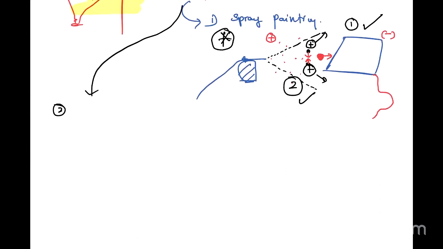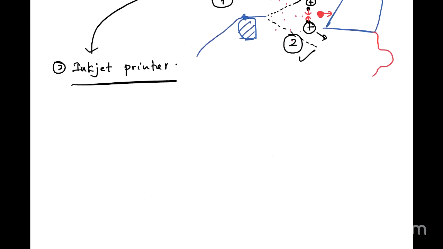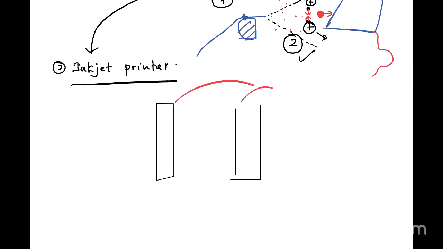is the inkjet printer. So here in the inkjet printer, we have two different plates. And remember, these two plates can change the polarity. We'll say the charge, right? They can change the charge that they get, whether it is going to be positive or negative, right?